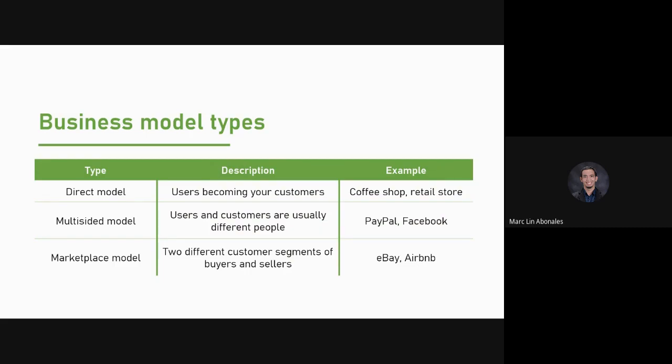These are a more complex variant of multi-sided models made up of two different customer segments of buyers and sellers. So a very common example here is eBay and Airbnb. So when we talk about marketplace, it has both the buyers and the sellers. Some examples are Foodpanda, Shopee, and Lazada, where the customer segments for this particular business model type are the buyers and the sellers. So there will be the buyers, those who buy the products, and sellers, those who sell the products themselves.